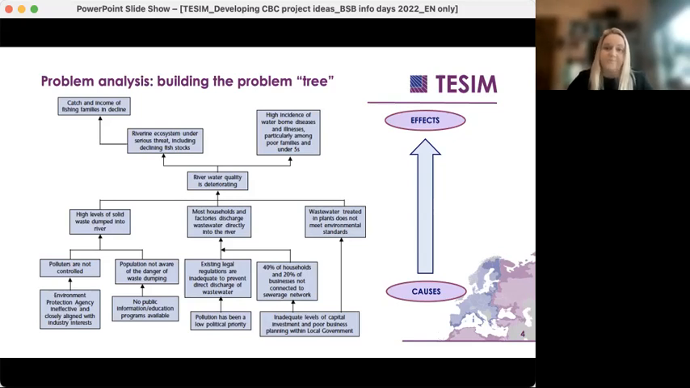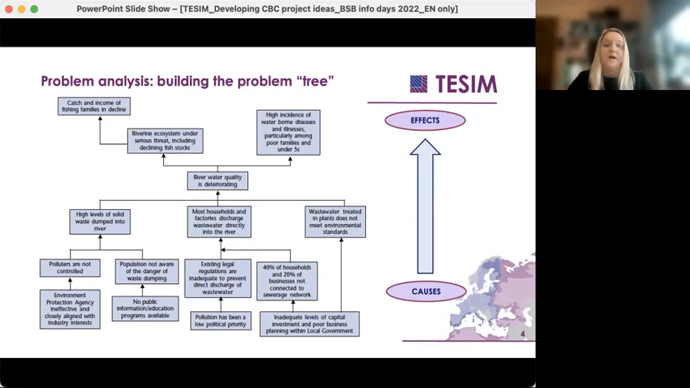Financial aspects, in this case, inadequate investments and poor business planning, as well as those related to awareness, stating that no public information is available and thus people are not aware of the issue. This is how we explore the causes. Then, by asking where does it lead us, we arrive at the effects that we also formulate as negative statements.